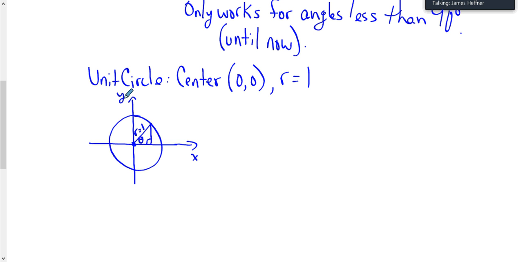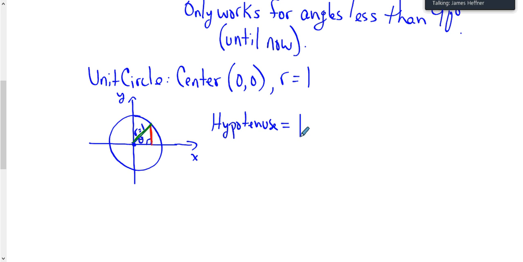Now, if I was to take the sine of angle theta in this triangle, wouldn't it be this opposite side over the hypotenuse? But what's the hypotenuse? The hypotenuse is r. Wait, no. What measure did I give it? 1. If I divide anything by 1, does it change anything? No. So that radius of our circle is now the hypotenuse of our right triangle.